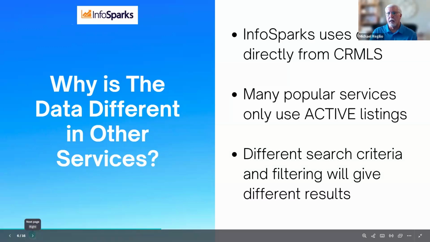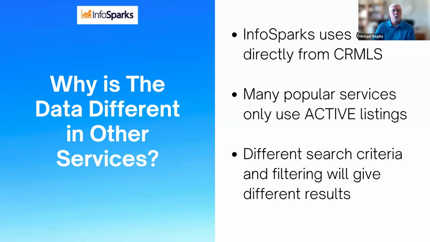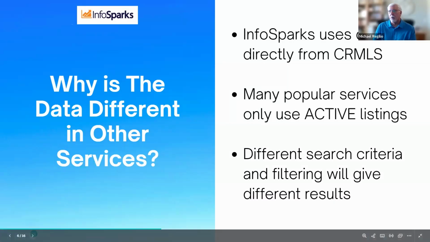One of the things that comes up a lot is, how come I'm getting this number on this program and a different number on a different program? And that all comes down to where they're getting their data, whether it's directly from the back end of the MLS, whether it includes the entire database or just part of the database, as well as what filters they use to pull the data. So the more consistent your search and your criteria are, the more consistent your information and your trends will be.